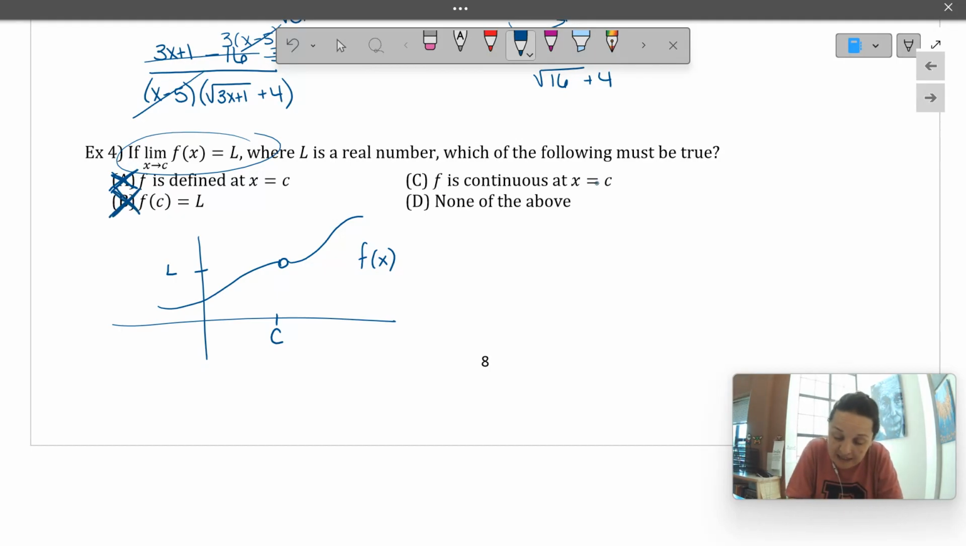C, f is continuous at c. Well, this isn't continuous. None of those have to be true. If a limit exists, it means that you approach a point from both sides, but that point might not actually be there. It might just be a hole.